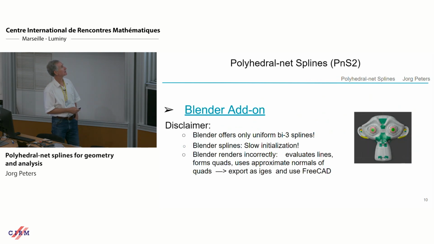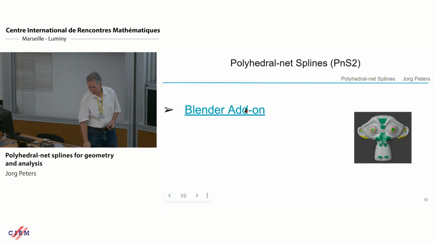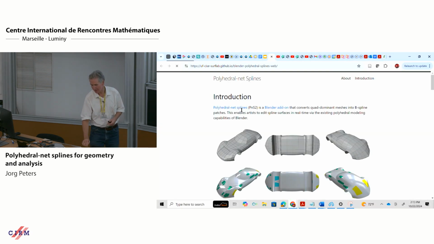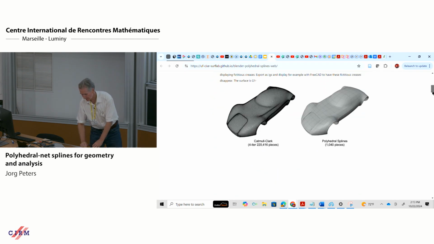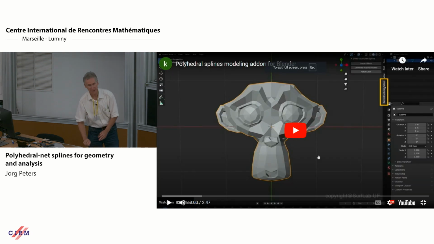So let me go back one here. So there is this, so for you, what do you do with that? I tell you there's something, I'm not even explaining to you what the math is, but there should be some take-home message. So you can click on something that you can see up there. It's called Polyhedral-net splines. It's a web page, and it has code that you can plug into something called Blender.